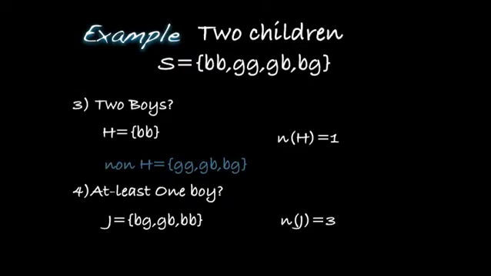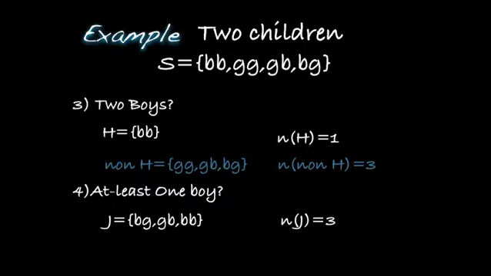Notice again, when you have 2 children, the sample space is the 4 possible outcomes associated with having 2 children. The event of having 2 boys is the one outcome that is BB. It's the only outcome that corresponds to having 2 boys. The complement of H, the list of outcomes that are not in H but are still in the sample space, is the GG, the GB, and the BG. There are 3 outcomes that are not in H. So 1 plus 3 again equals the total number of possible outcomes, n of S, which is 4.